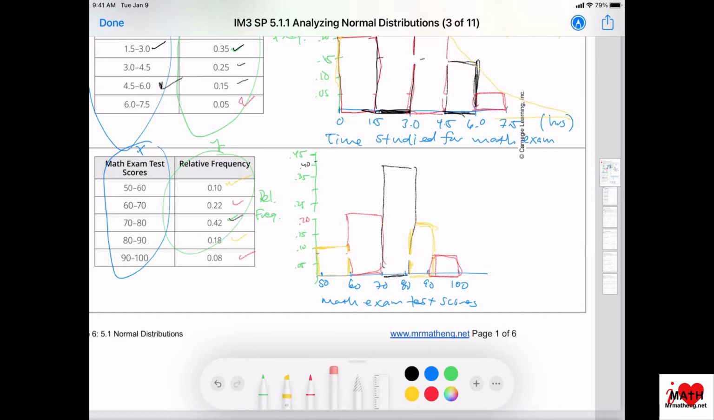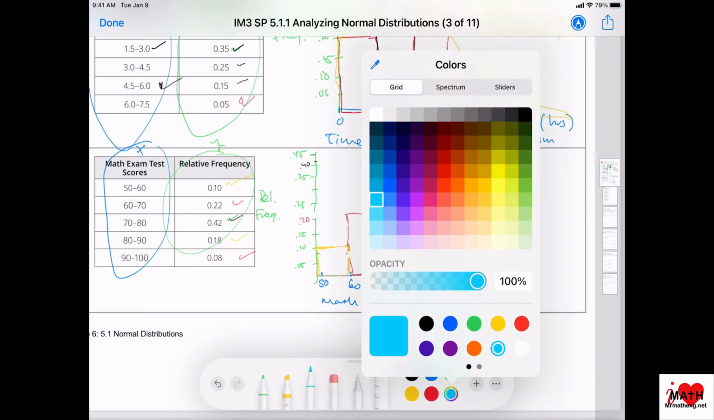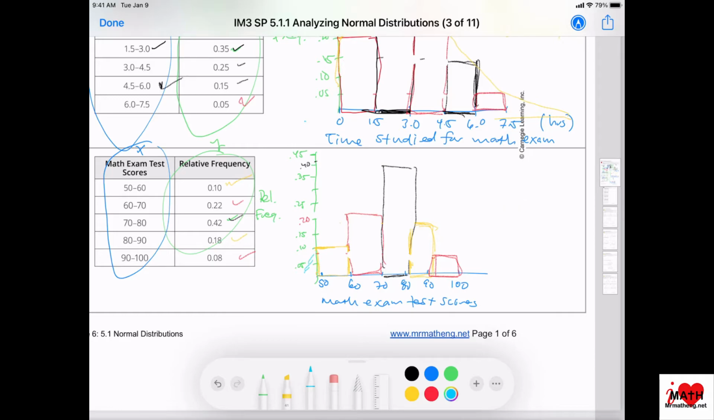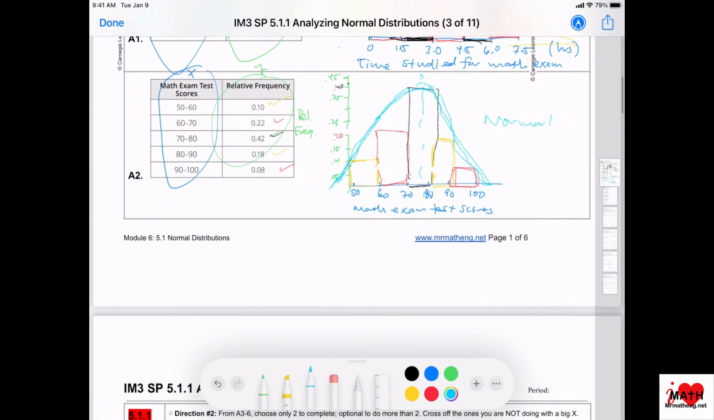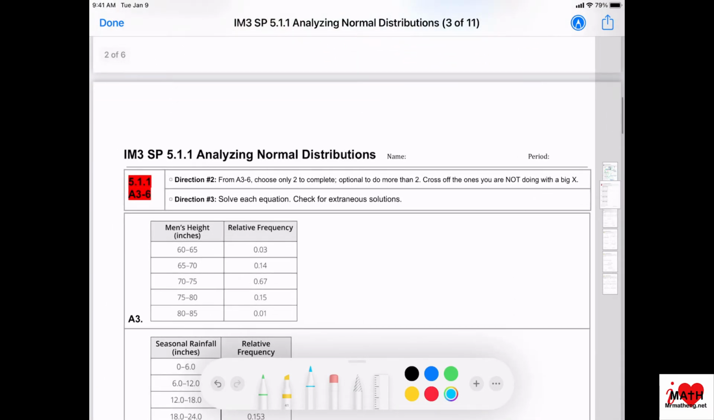And then just pick your favorite color and go over it. Now this one's not going to be exact, but it's kind of like putting a blanket over all these buildings, and this one looks normal. Right, you can almost cut it in half. Half the pie to the left, half the pie to the right. Awesome. Let's go on to A3 now.